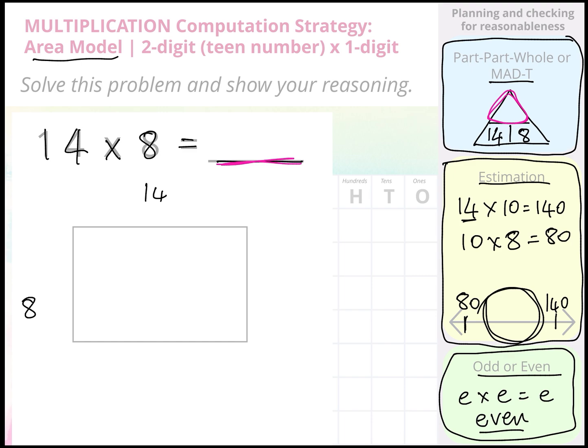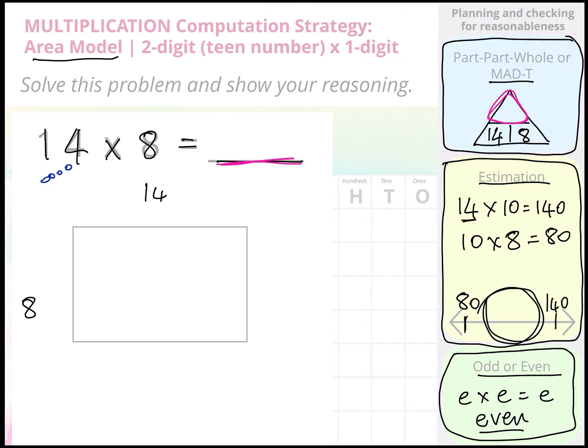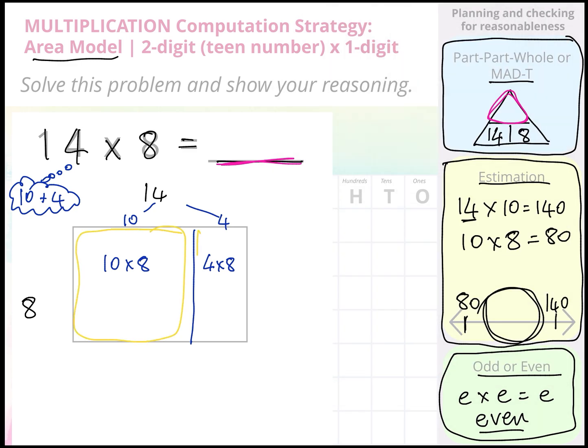Now 14 times 8 is not an 8 times table, but I can break up 14 into place value parts and multiply each of those parts by 8. That is 10 plus 4 makes 14, isn't it? So I'm going to say 14 is 10 plus 4. So I'm going to do 10 times 8 plus 4 times 8. This is a bit like the split strategy, but it's just making it a little bit more concrete. Okay, so my 10 times 8 here plus my 4 times 8 there.